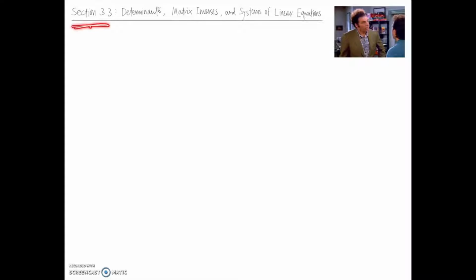But here we are in section 3.3. We are going to continue talking about determinants, specifically about matrix inverses and systems of linear equations. And one of the applications that we talk about today, or one of the tools, I should say, that we talk about today is Cramer's rule.